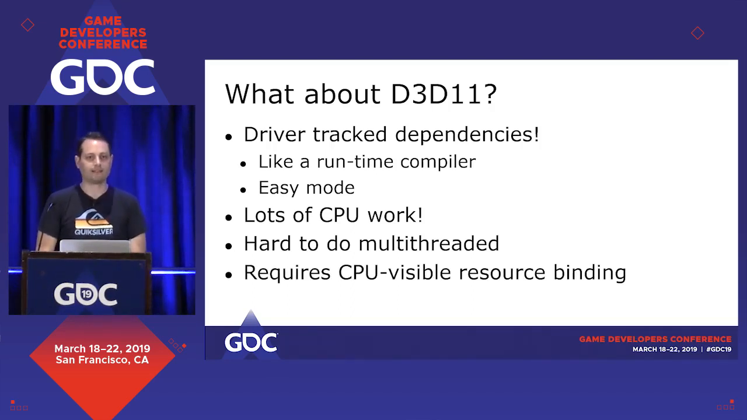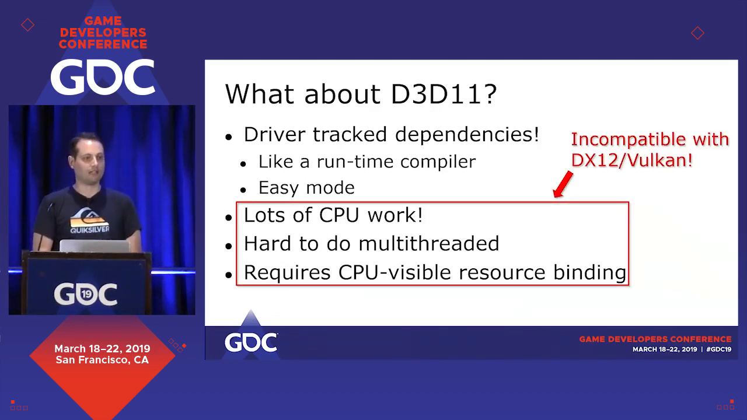And then finally, since the driver has to know your dependencies and track them, this also implies some sort of CPU-visible, API-driven resource binding, like, hey, bind this texture to the slot for the shader stage. So this basically precludes the newer, fancier, more awesome bindless models that we can do in DirectX 12 and Vulkan. So yeah, all three of these things are fundamentally incompatible with the ethos of DirectX 12 and Vulkan, which are all about enabling the lowest possible CPU overhead, allowing you to do multi-threaded command buffer submission, and enabling these new fancy bindless resource binding models.